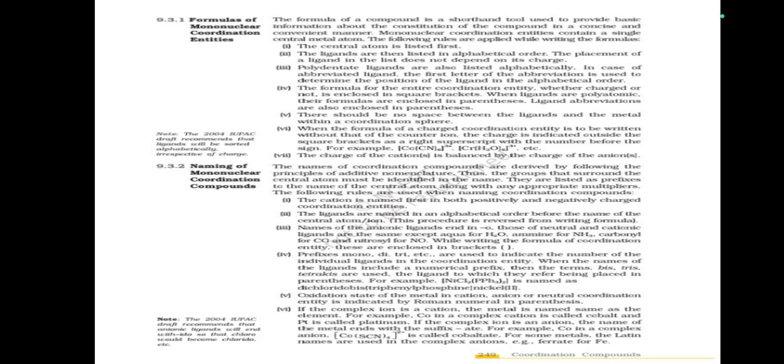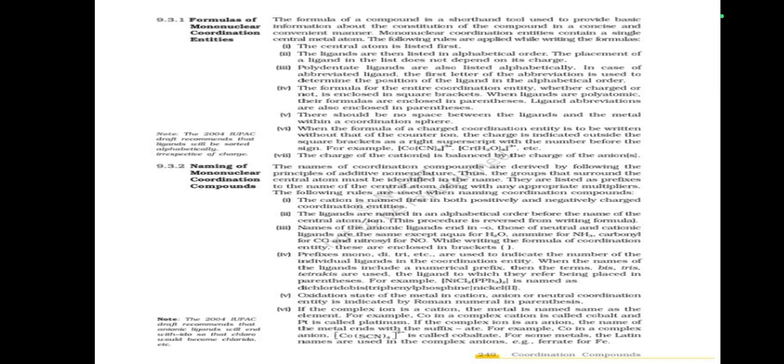When the formula of a charged coordination entity is to be written without that of the counter ion, the charge is indicated outside the square brackets as a right superscript, with the number before the sign. For example, [Co(CN)6]³⁻, [Cr(H2O)6]³⁺, etc. The charge of the cation is balanced by the charge of the anion. Naming of mononuclear coordination compounds. The names of coordination compounds are derived by following the principles of additive nomenclature.